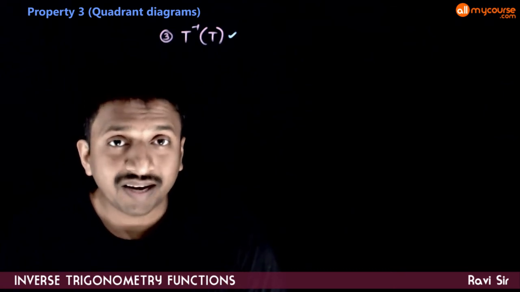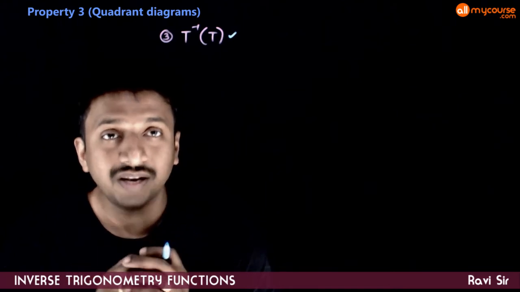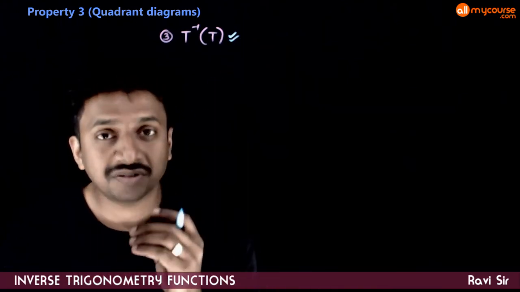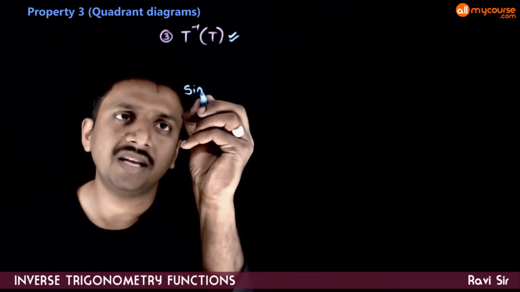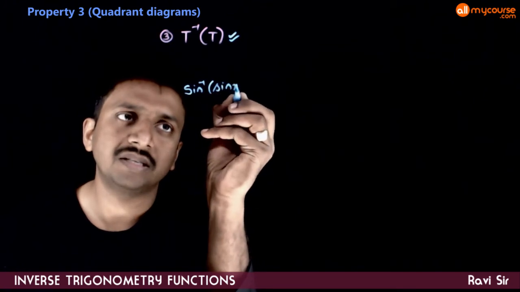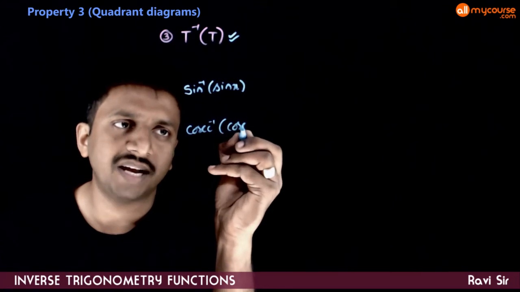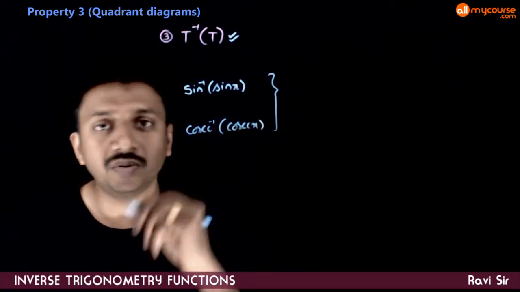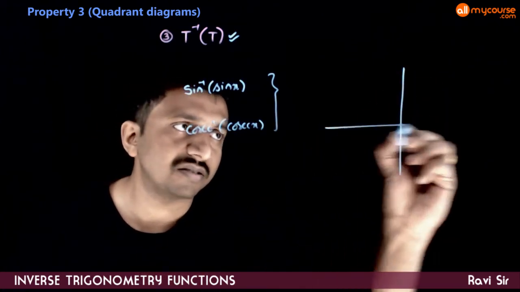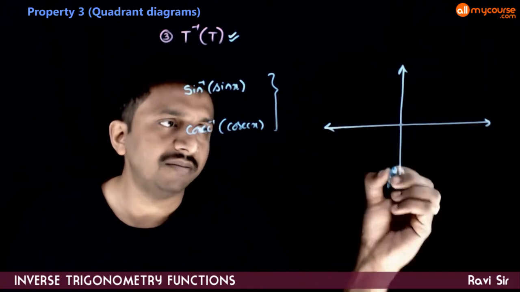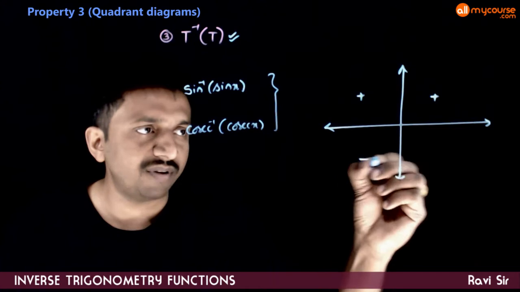In this video, let us look at important diagrams called quadrant diagrams, which are useful in the simplification of expressions of the form sine inverse of sin x and cosecant inverse of cosecant x. So corresponding to these two expressions, the quadrant diagram looks something like this. Let us draw the quadrant diagram for sine. So sine is positive, positive, negative, negative.